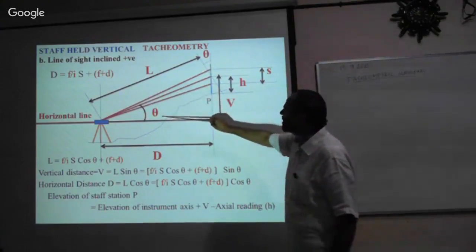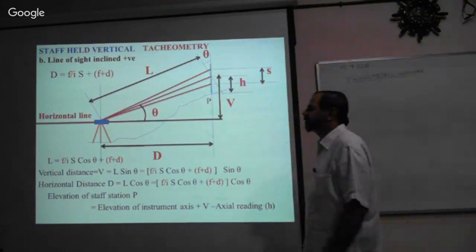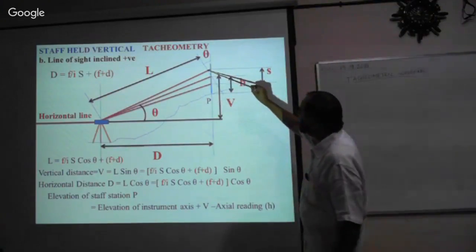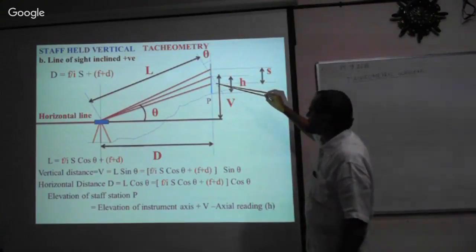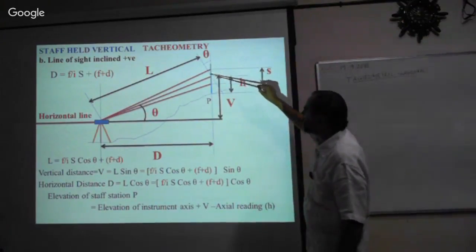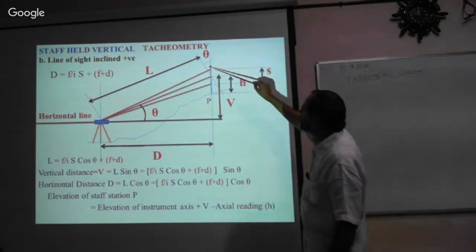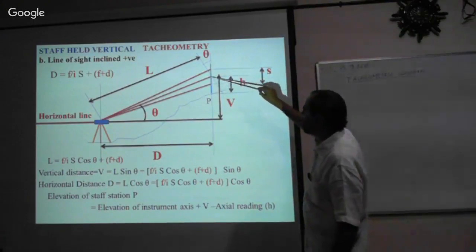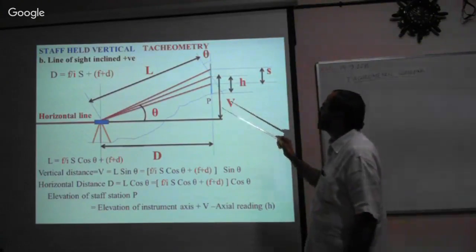Therefore this angle is theta. Therefore that is also theta, is it not? Now let us find out the length from this location to this location. This S is known, theta is known, therefore we can find out this distance. Handle this triangle, and we can calculate this distance.